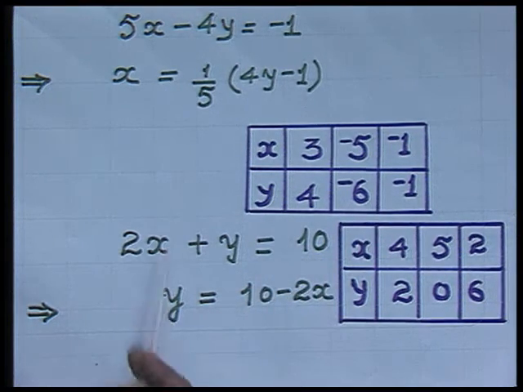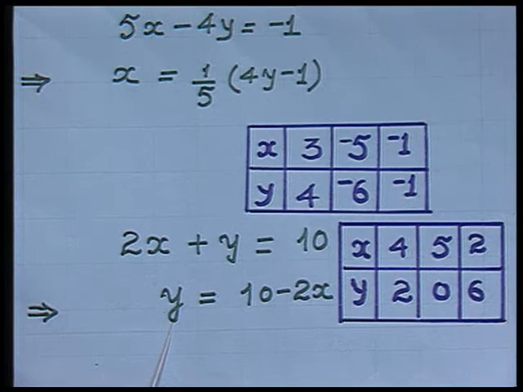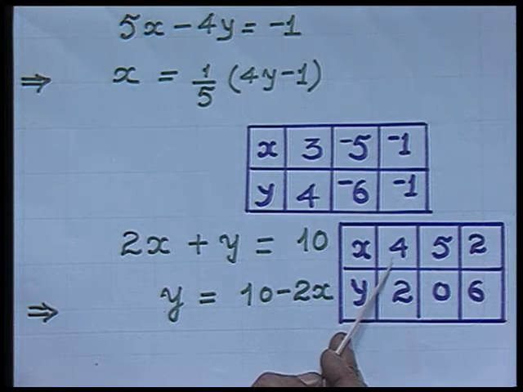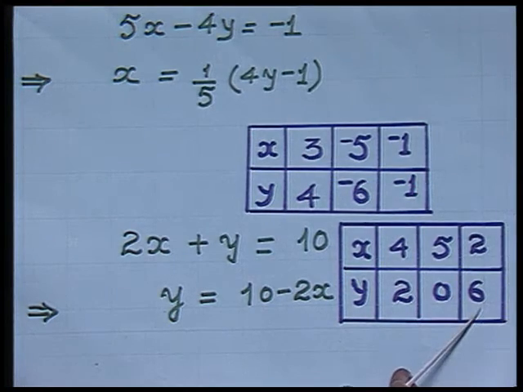And for the second equation, 2x plus y equals 10, I have made y as a subject. Now this has been done purposely, because if I make y as a subject, I am avoiding fractions. So whenever you have equations, always see that when you are transforming it either into x or y, if possible, see that the fractions are avoided. So for these, the ordered pairs are 4, 2, 5, 0, 2 and 6.